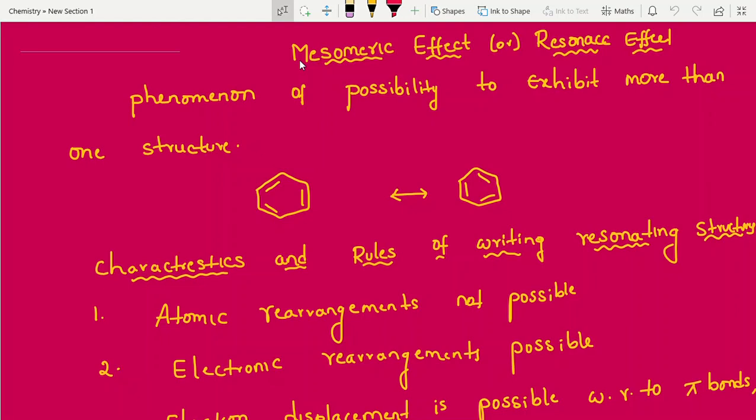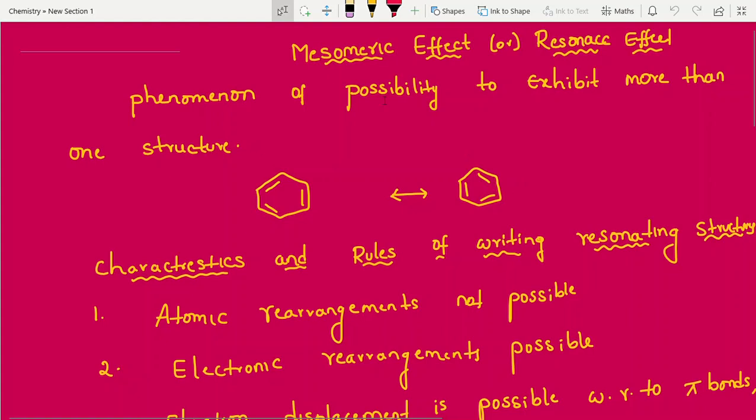See, what is the phenomenon? The phenomenon of the possibility to exhibit more than one structure. In our textbooks, generally we observe the benzene ring, where we write alternate double bonds like this between these two carbons, and here like this, with the double bonds rotated from left to right. But here it started with a double bond here, and then alternate double bonds. Both are the same. You may write like this or like this, both are correct. Why do we get it like this? What is the reason?